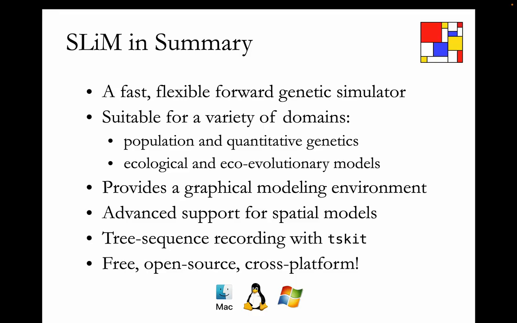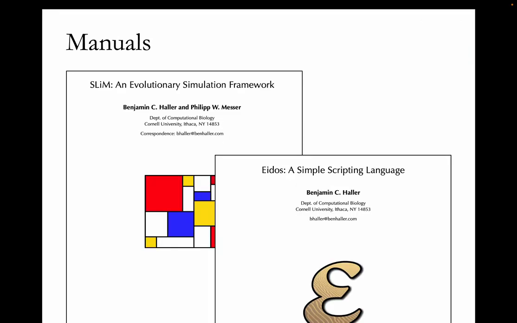In summary, I hope I've shown you that SLiM is a fast, flexible, forward genetic simulator that's suitable not only for studies in population and quantitative genetics, but also for ecological and eco-evolutionary modeling. It has a full-featured graphical modeling environment, advanced support for spatial models, and can record tree sequences with tskit for all kinds of exciting possibilities, and it's free, open source, and cross-platform.